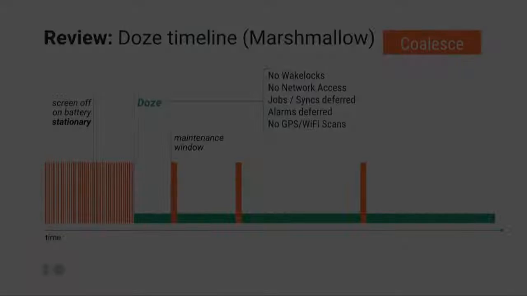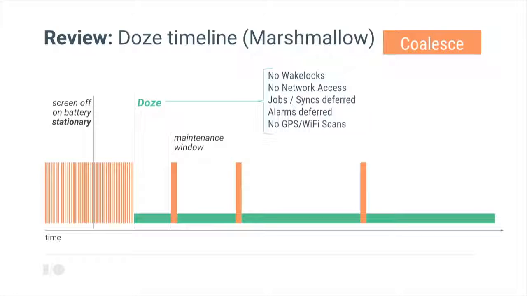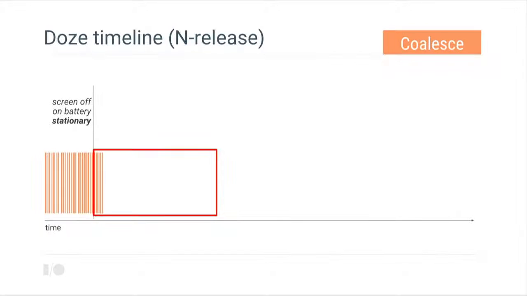Okay, so let's quickly review the Doze that we just talked about in Marshmallow and figure out how this extended Doze will work with the Doze from Marshmallow. For that, we're going to zoom into this red box on the screen. Let's take a look at what happens. As you would expect, the device is stationary, it's on battery, and the screen is off. But the amount of time required for Doze to trigger hasn't passed yet. Only a few minutes have passed.